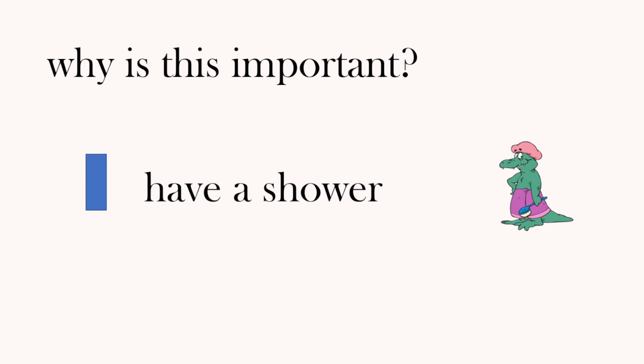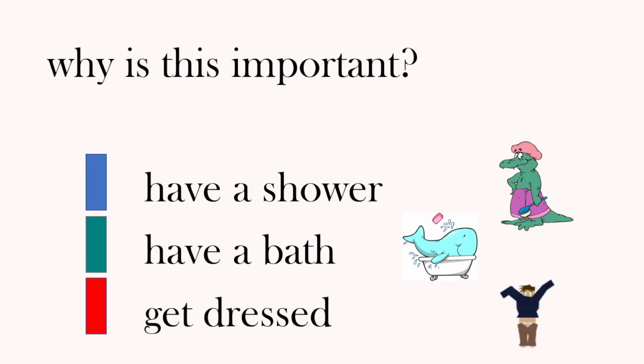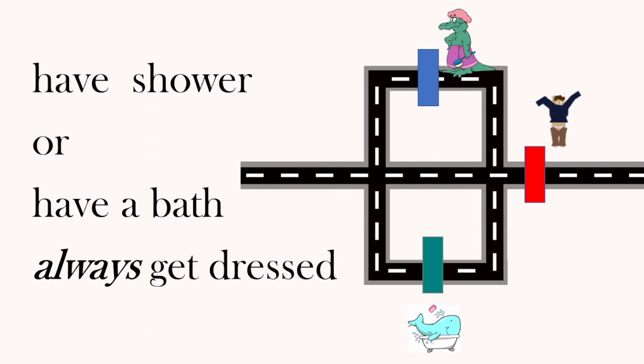So here's an example to show why it's important. Blue represents having a shower. Green represents having a bath. Red represents getting dressed. So now let's look at some examples. Have shower or have a bath, always get dressed. So here you can go through either the shower or the bath and then get dressed after, which seems quite normal.